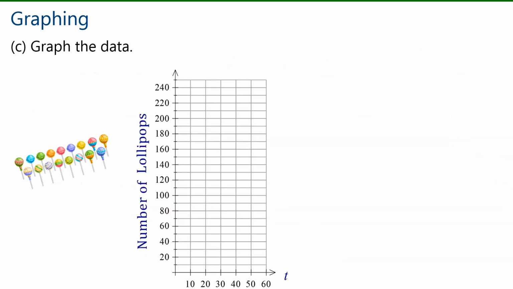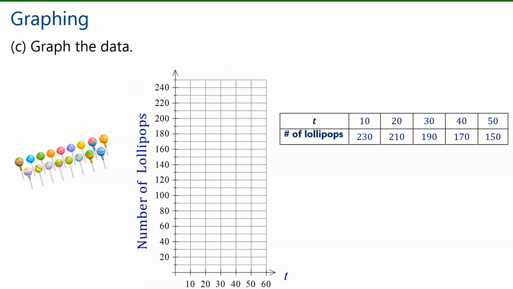Now for part C, we have to graph the data. So here is the table of values that we filled out on the previous slide. Now let's talk about the setup of the graph for a moment. I have the number of trick-or-treaters on the bottom, and I have the number of lollipops on the side. Whatever's in the top row of a table of values always corresponds with the horizontal axis, and the bottom row always corresponds with the vertical axis. So that's how you know where to put your data.